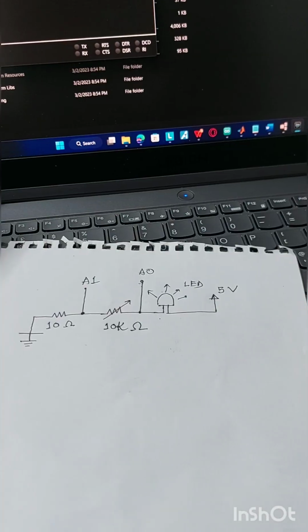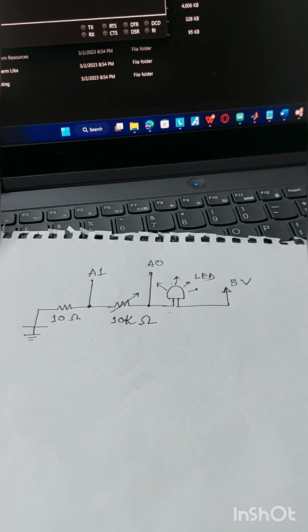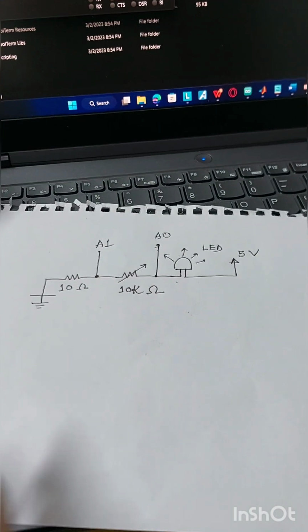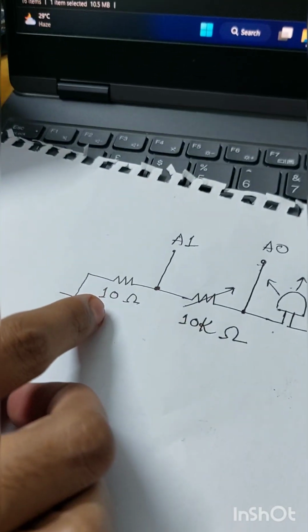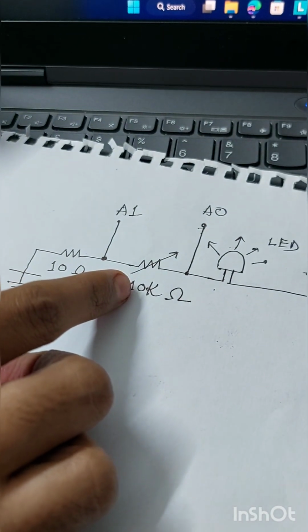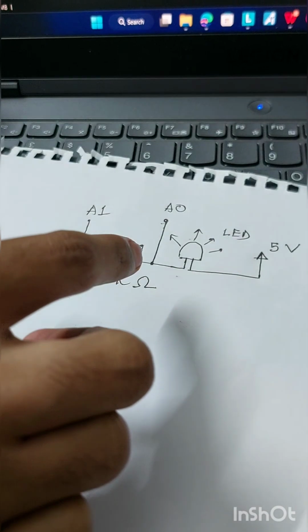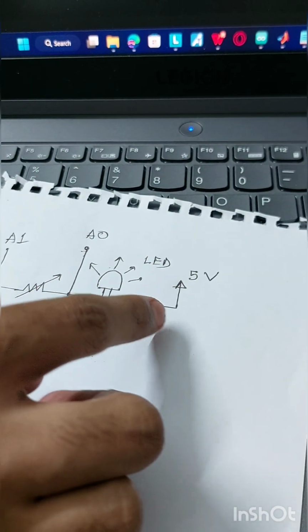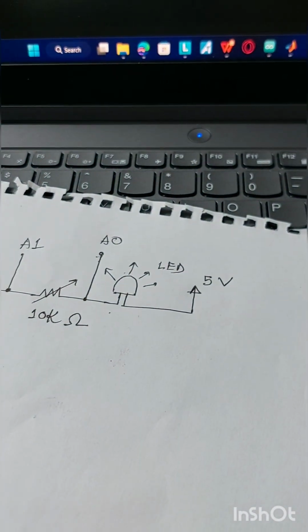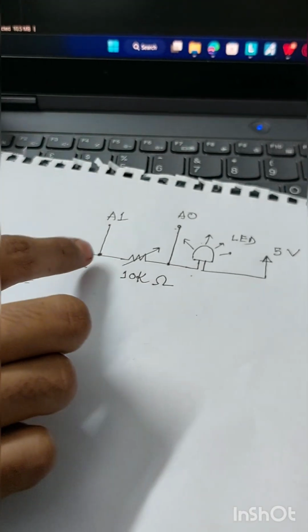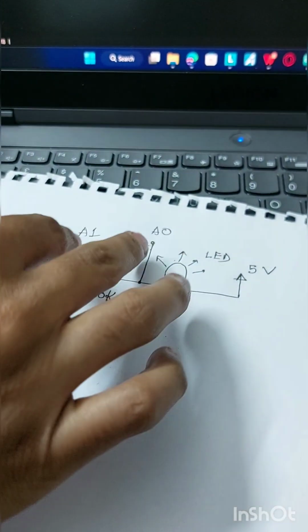Now I will explain the hardware part of our project. This is the circuit diagram of our LED circuit. Here the 10 ohm resistance is connected to the ground and the 10K potentiometer is connected in series with the resistance, and the 5 volt source is connected through the LED. We are sending the analog value from the 10 ohm resistor and LED using these two nodes.